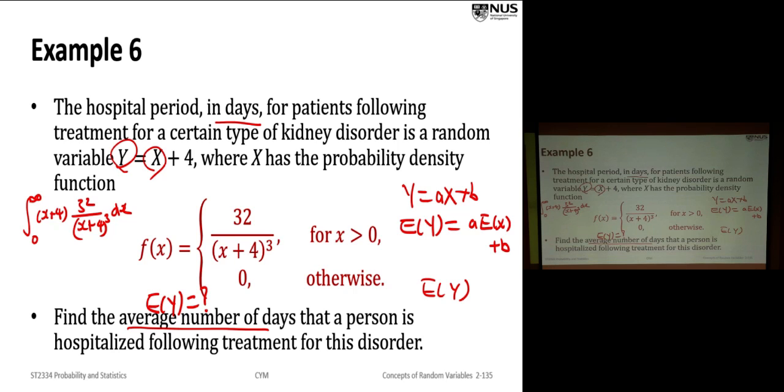What's the second approach? The second approach is to work on the expectation of x. After that, I add 4 to it. So in that case, this is the expectation of y. So I can work out the expectation of x, which is to integrate, all right, this is expectation of x. After I got the answer, I add 4 to this answer. Both should give the same answer. Which one is easier? The first one or the second one?